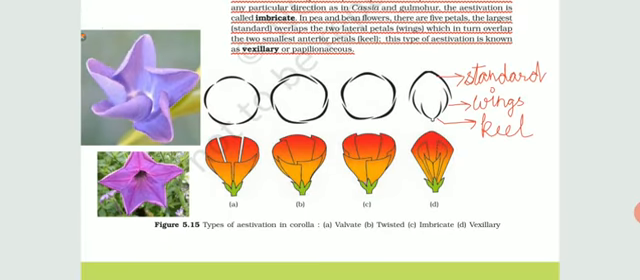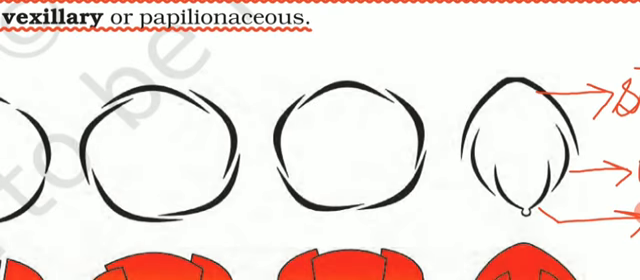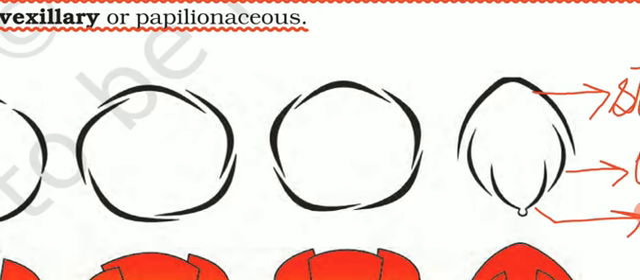Coming to the third case, that is imbricate estivation. In imbricate estivation, you can see one sepal or petal is totally inside. The next two again show overlapping. One sepal or petal is fully inside, one is fully outside, and the other three are overlapped by one another. This diagram is giving a clear view.